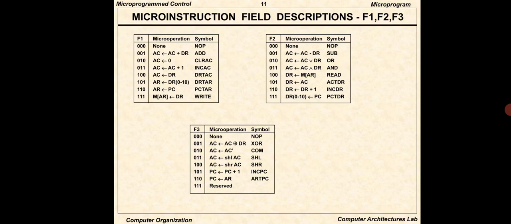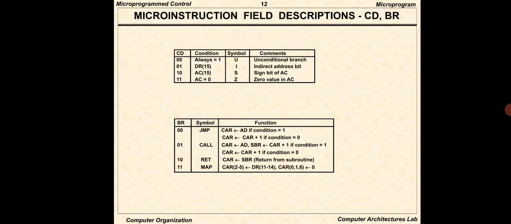For F3, what are the operations? No operation, XOR, and next complement the accumulator, shift left the accumulator, shift right the accumulator, increment the program counter, and the address value is moved to the program counter. But the last 3 codes in F3 are reserved. Those are reserved for different operations.